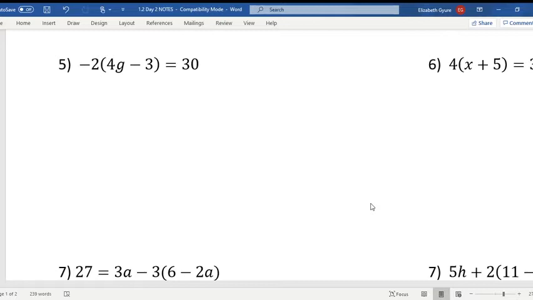Number 5. Number 5, we got -2, and then in parentheses, 4g minus 3 equals 30. If you wanted to do 2 columns, could you yet? Dallas, I see you shaking your head no. Why do you say no?